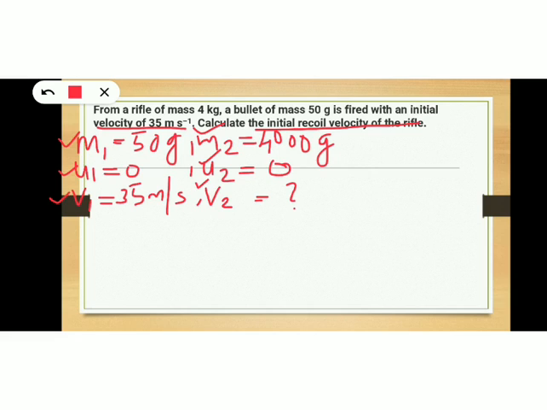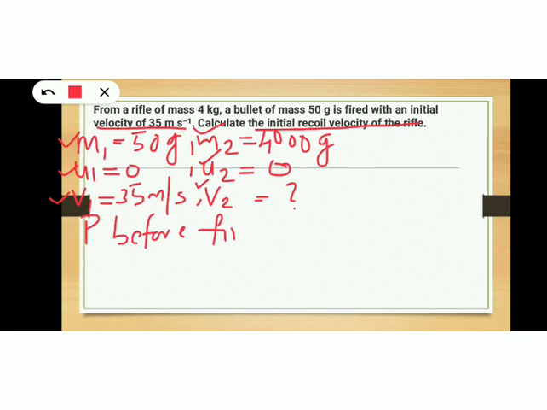So here we need to apply the law of conservation of momentum, and instead of collision we need to think about firing here. So the total momentum before firing is equal to the total momentum after firing. Okay, so we can write it like this: momentum before firing.